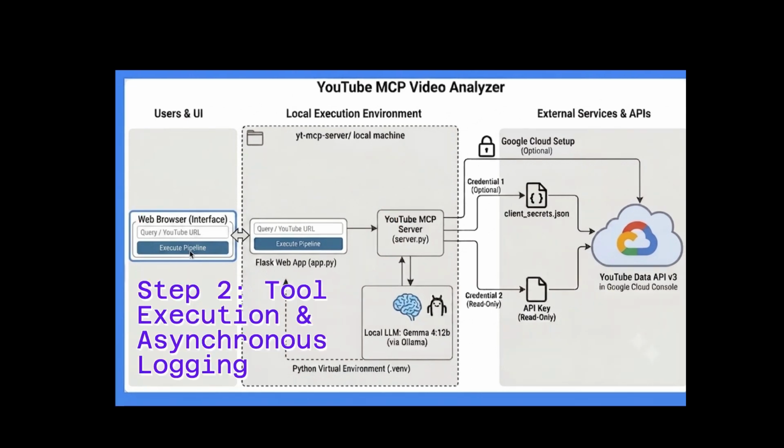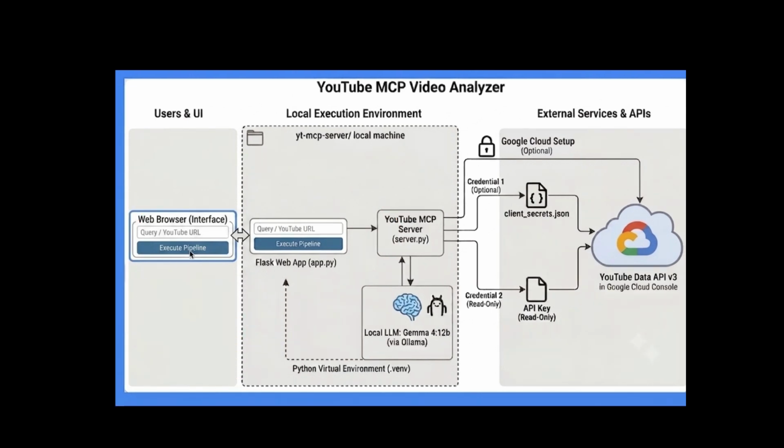Step 2. Tool execution and asynchronous logging. The Flask client forwards the request to the Fast MCP Python server. As the MCP server initiates the pipeline, it utilizes the Fast MCP context parameter to stream live, real-time execution logs directly back through Flask to the browser interface, giving the user instant feedback.